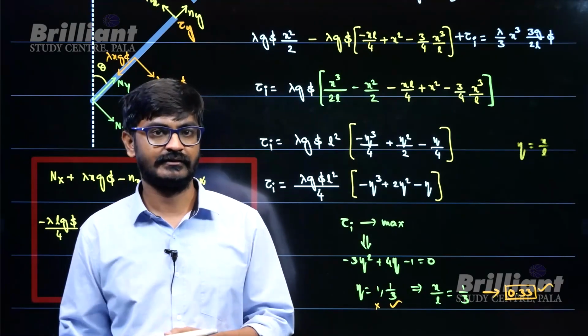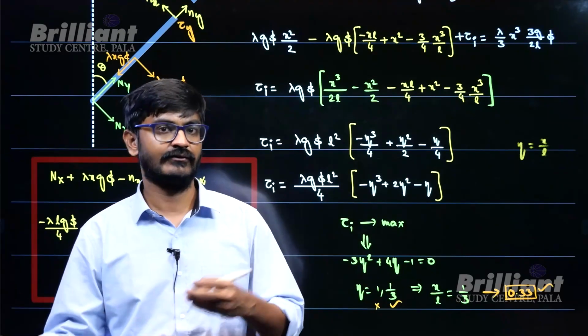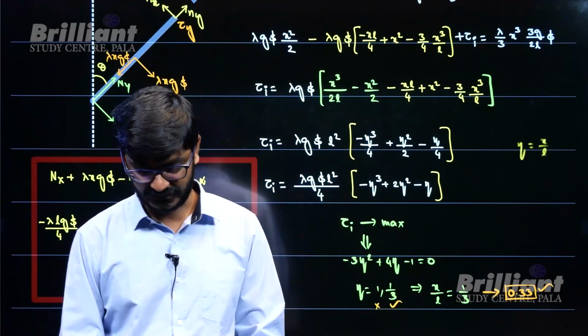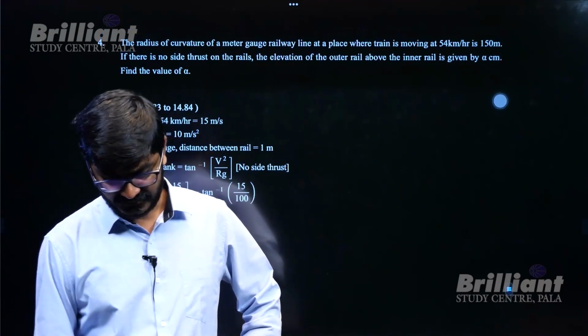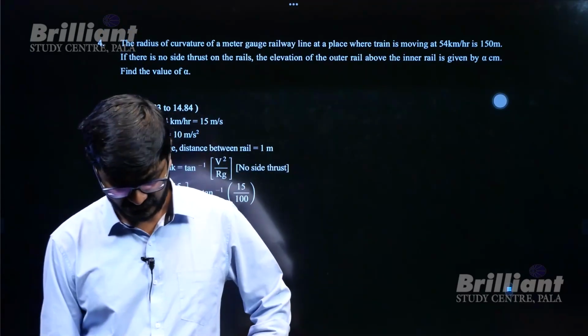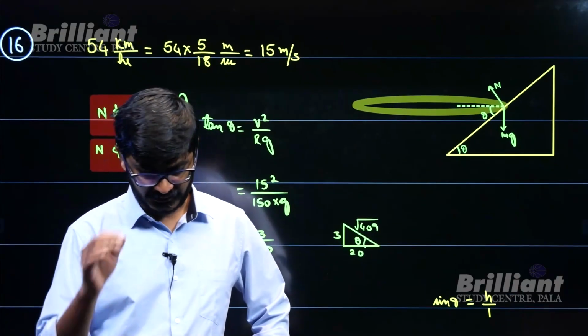So we need to deviate, we need to get into real life when absurd things are coming like that. Anyway, fine. The radius of curvature of a meter gauge line at a place where a train is moving and so on. So those are direct questions, right?